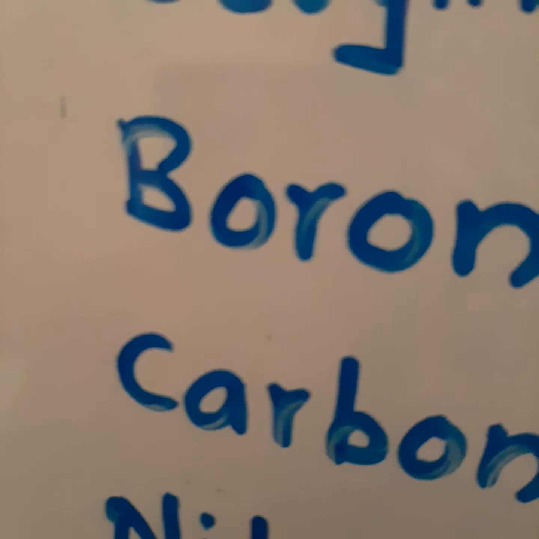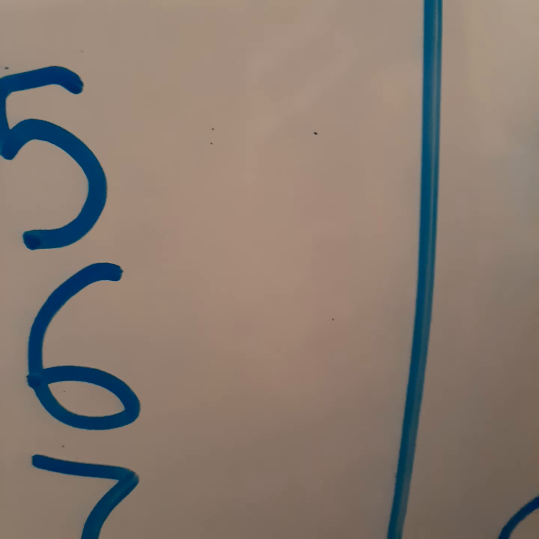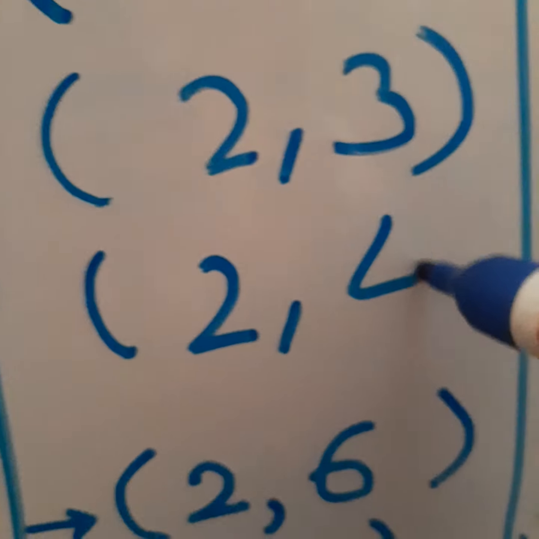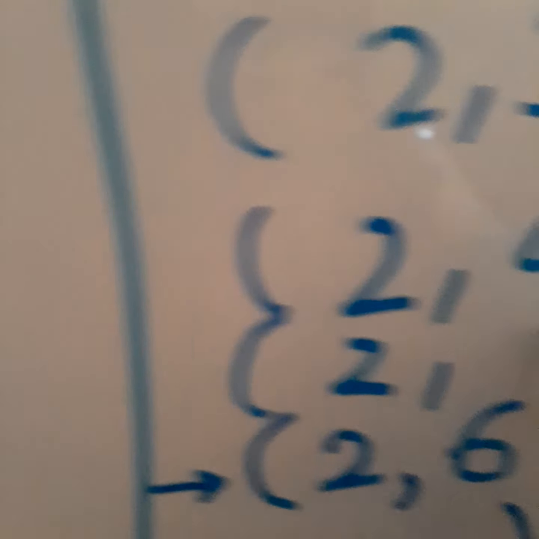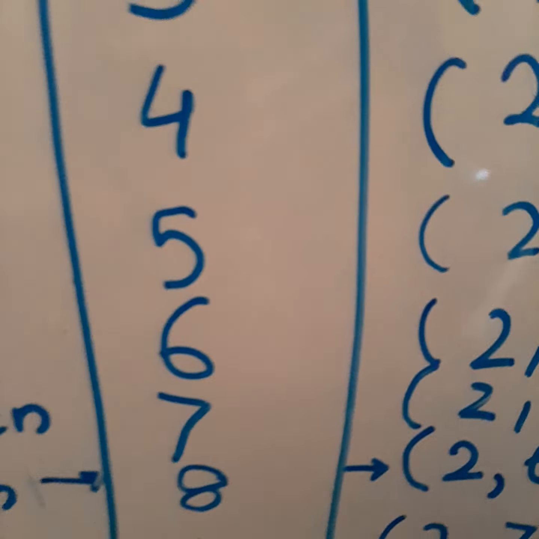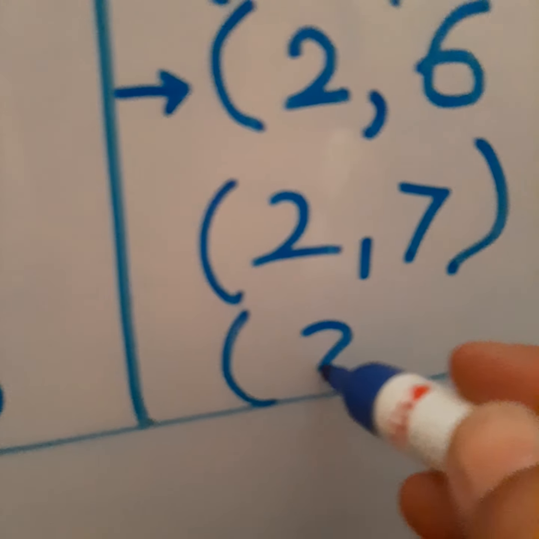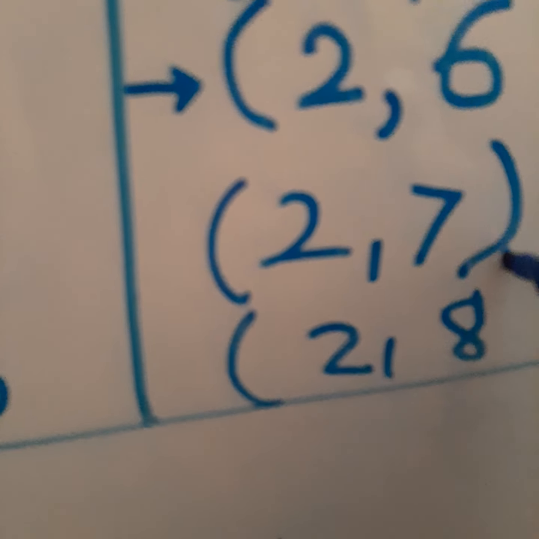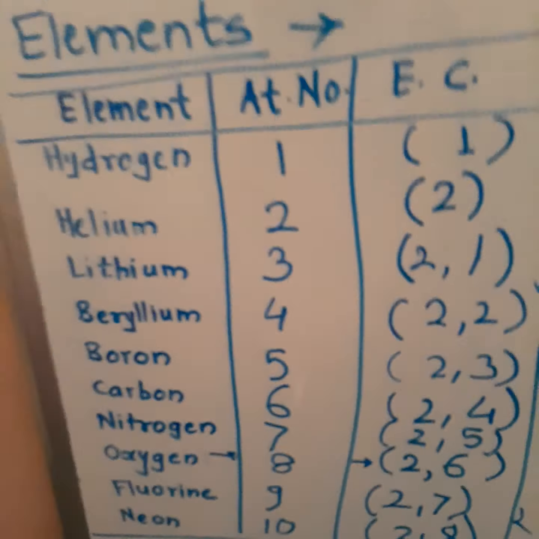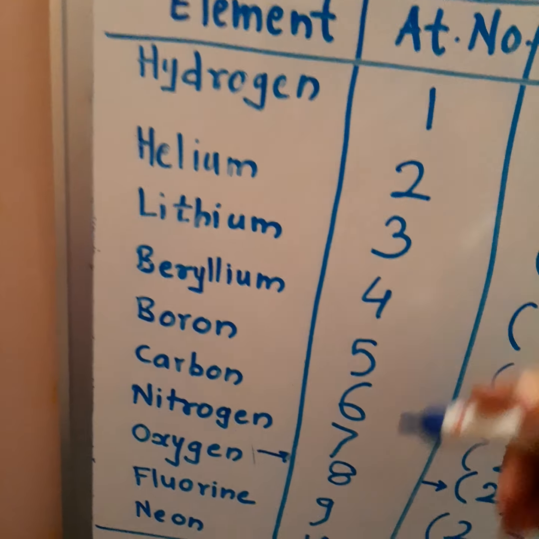The atomic number of carbon is 6, so the electronic configuration will be 2, 4. Then the atomic number of nitrogen is 7, so the electronic configuration will be 2, 5. In this way, if you go to neon, the atomic number is 10 and the electronic configuration will be 2, 8. So this is nothing but the electronic configuration of elements. In this way we have to write the electronic configuration. Now I took elements with atomic numbers 1 to 10.